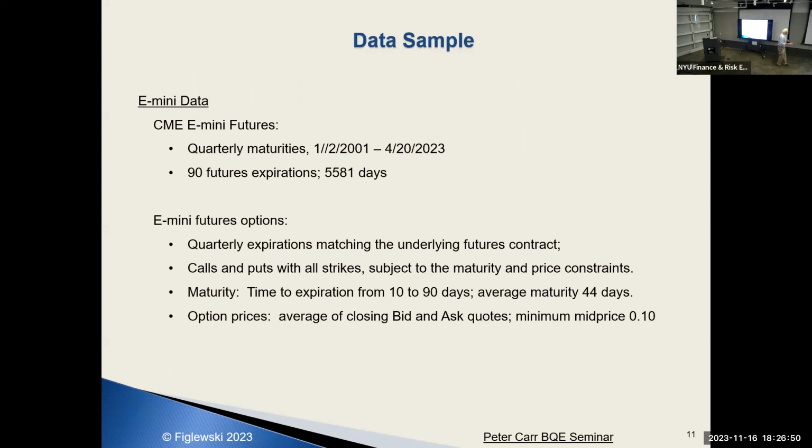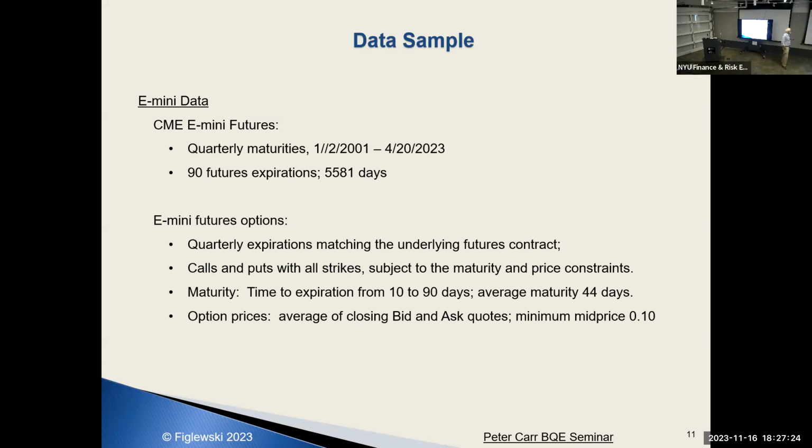Okay, here's the data briefly. I've got quarterly maturity. These have traditionally been by far the most active. We've got futures that mature March, June, September, December on the third Friday, and a whole flock of options with different strikes that are based on those futures. In what I'm going to show you today, I've restricted time to expiration to 10 days to 90 days. Average maturity is 45 days.